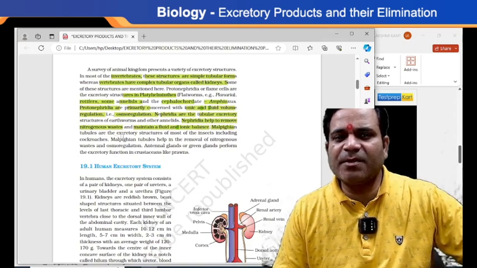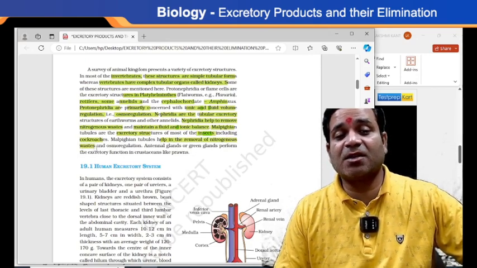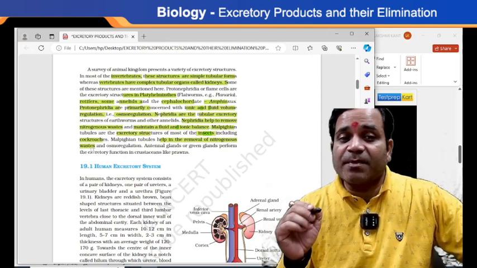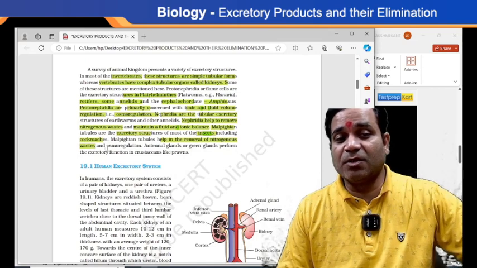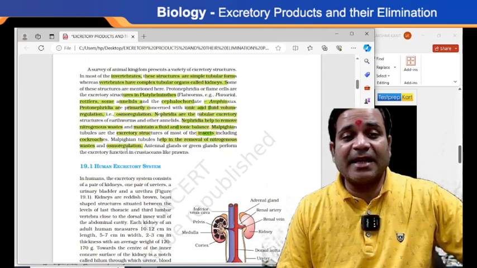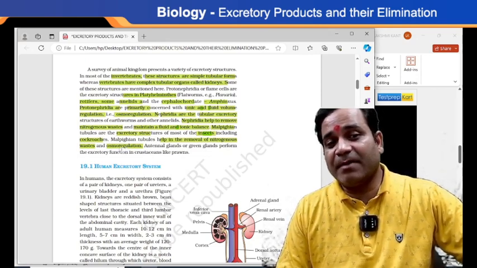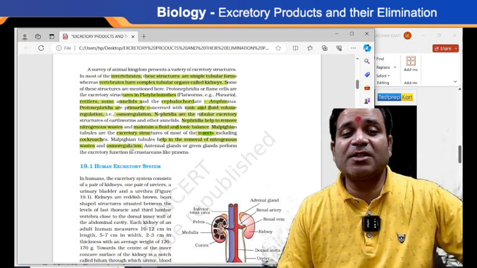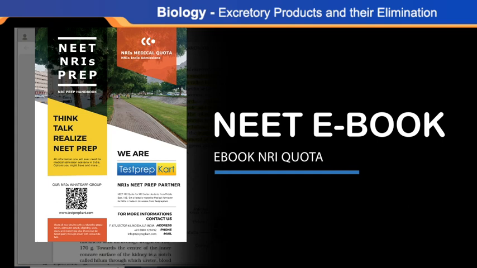This malpighian tubule is a structure of which one? Insects, my dear. So including the cockroaches, malpighian tubules help in the removal of nitrogenous waste also. See, which one is responsible for removing the nitrogenous waste material from the body? That is called malpighian tubules, as well as what? Osmoregulation. Removal of nitrogenous waste and osmoregulation can be performed by which one? Malpighian tubule, my dear. Okay.